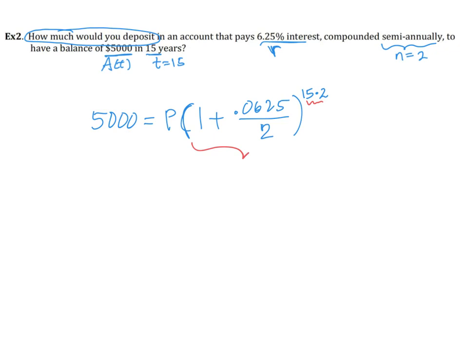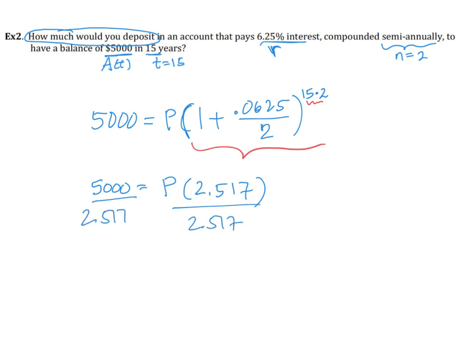Now, this is just one giant number. Again, I can't show you the math right here. I don't have my calculator. I mean to show you what buttons I would push, but I'm just going to calculate 1 plus 0.0625 divided by 2 to the 30th power, and you should get somewhere around 2.517. Then we divide that by both sides. So again, plug that into your calculator. Make sure you're getting that. Don't just take my word for it. Maybe I'm wrong.